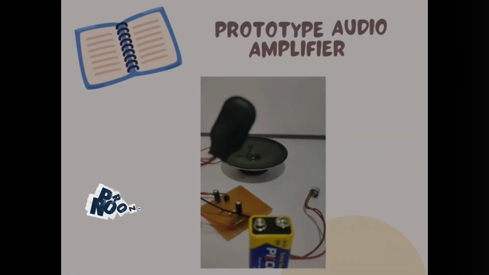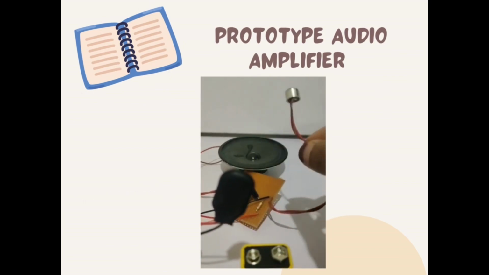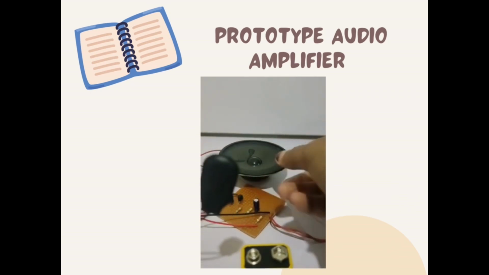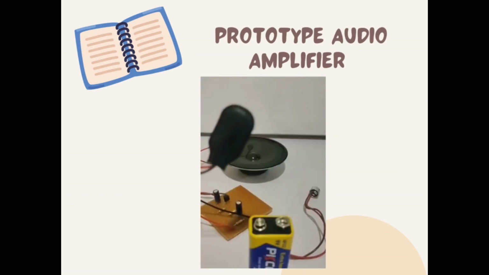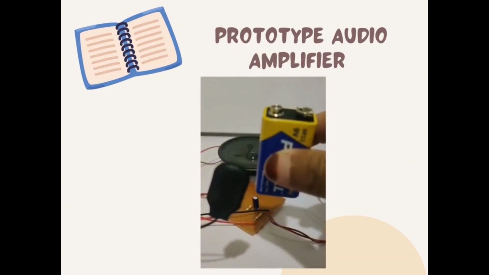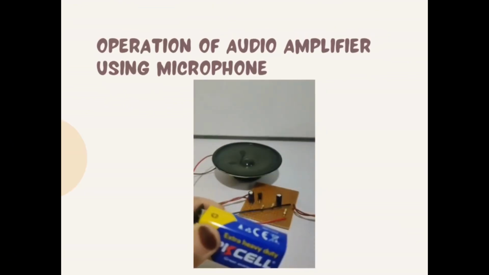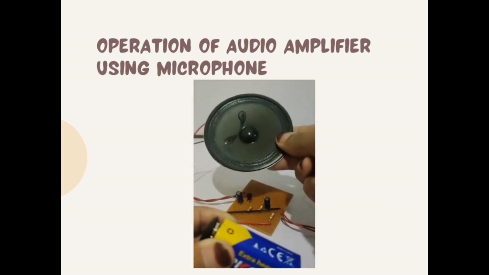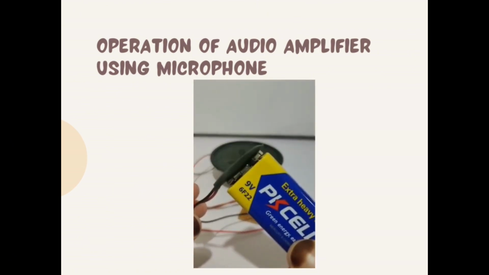In the project, we use the battery for the source, condenser mic for input, speaker for output, and of course the amplifier circuit. When the battery was connected, the circuit functioned directly. The mic captured the voice, and the speaker started producing sound clearly and loudly.